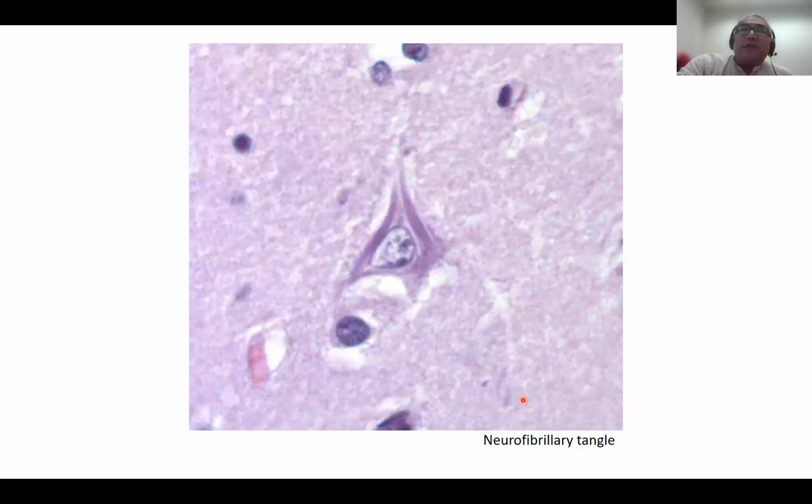So this is what a neurofibrillary tangle looks like on H&E. I'd say this is a well-formed one. Some of the other neurofibrillary tangles can be very difficult to see on H&E, but you can see this basophilic material kind of filling the cell body, almost like a flame shape type morphology.